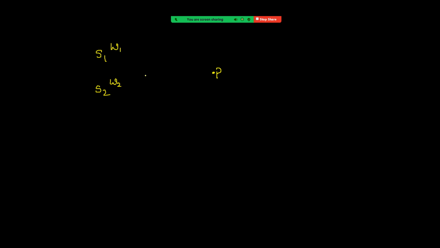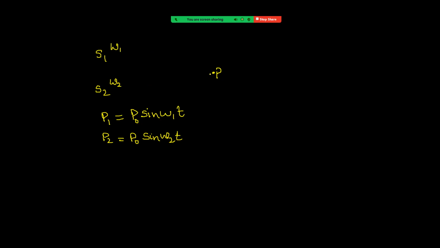Now writing equations. Because of the first one, p1 equal to p naught sine omega 1 t, and p2 equal to p naught sine omega 2 t. See here, we are not writing plus kx or minus kx. So understand why it is. Sound coming from speaker 1 reaching the person, sound coming from speaker 2 reaching the person.